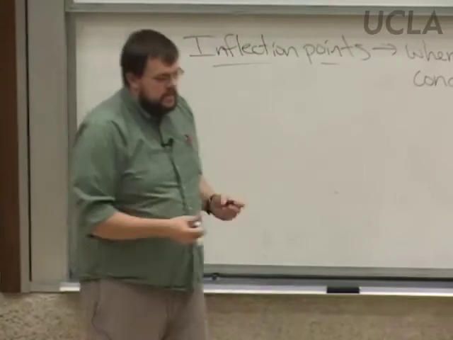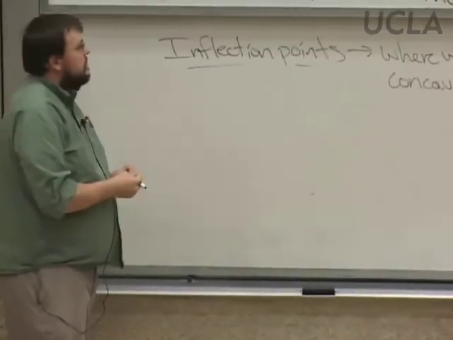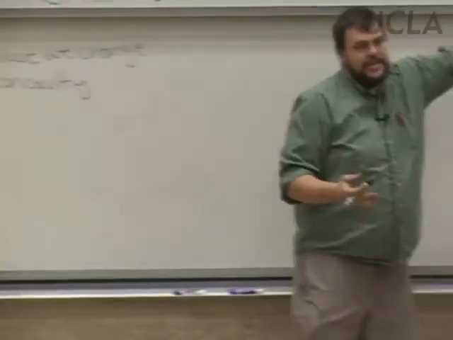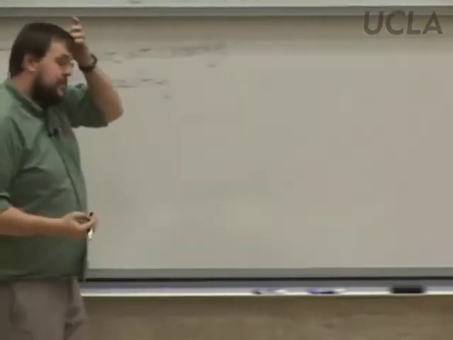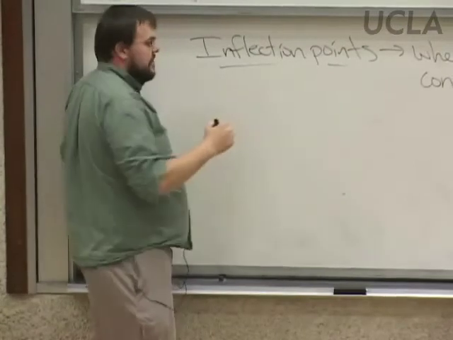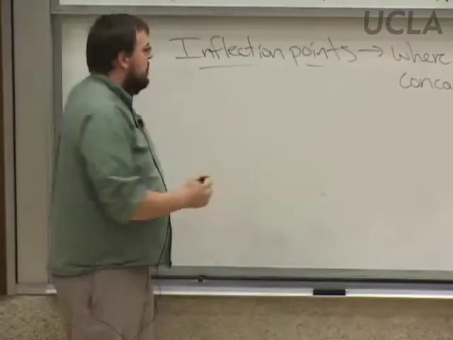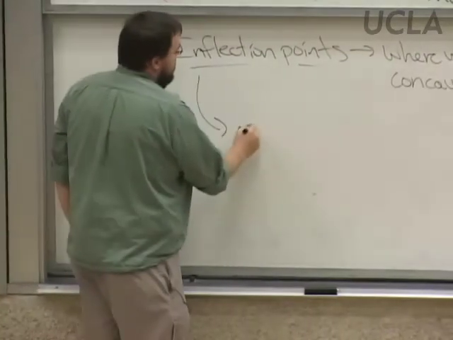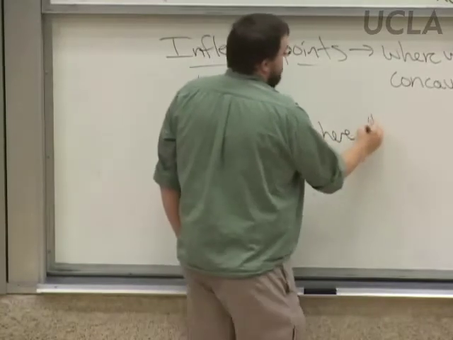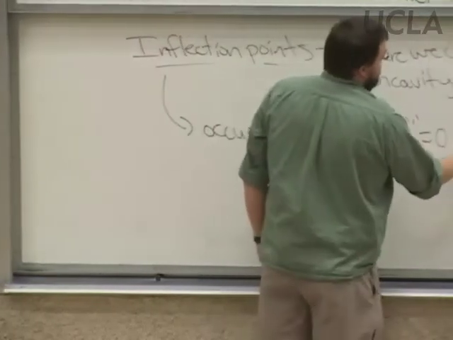So how do we find inflection points? Well, concavity is totally determined by the second derivative. So really, I just need to look at what's happening with the second derivative. Inflection points are essentially, you can think of it as, the critical points for the second derivative. So where can they occur? They occur where either the second derivative is 0 or the second derivative is undefined.